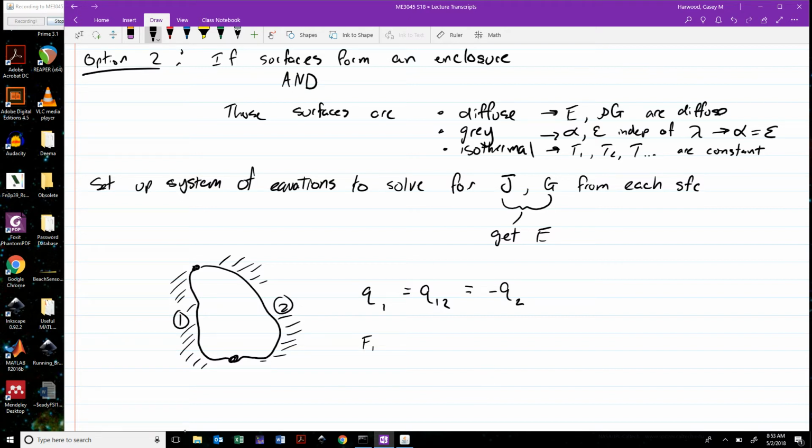We also know that F11 plus F12 is equal to 1. We know that F21 plus F22 is equal to 1. So as soon as you know one of these terms, okay, then you can use reciprocity. So let's say we get F21 out of the book. We use reciprocity to get F12. We use the summation rule to get F11, and similarly we use the summation rule to get F22. So we've knocked out some more unknowns right there.